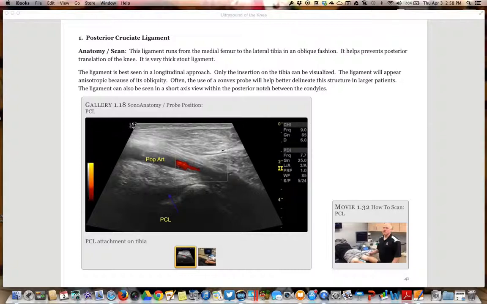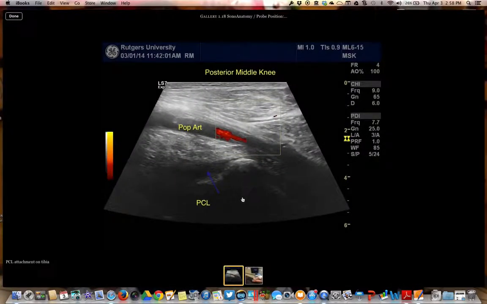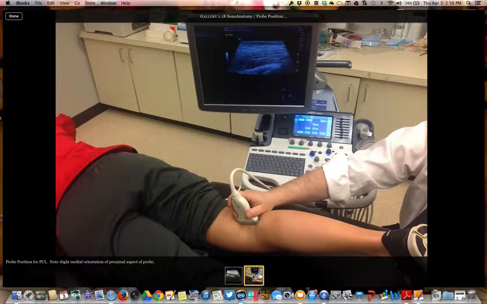Let's review the posterior cruciate ligament. This ligament runs in an oblique fashion from the medial femur to the lateral tibia. It helps prevent posterior translation. Only the very distal insertion of the ligament can be seen with ultrasound, as depicted in this view. It is important to toggle the probe slightly towards the medial aspect, towards its origin to catch it. Sitting above it is the popliteal artery. This is the scan position.